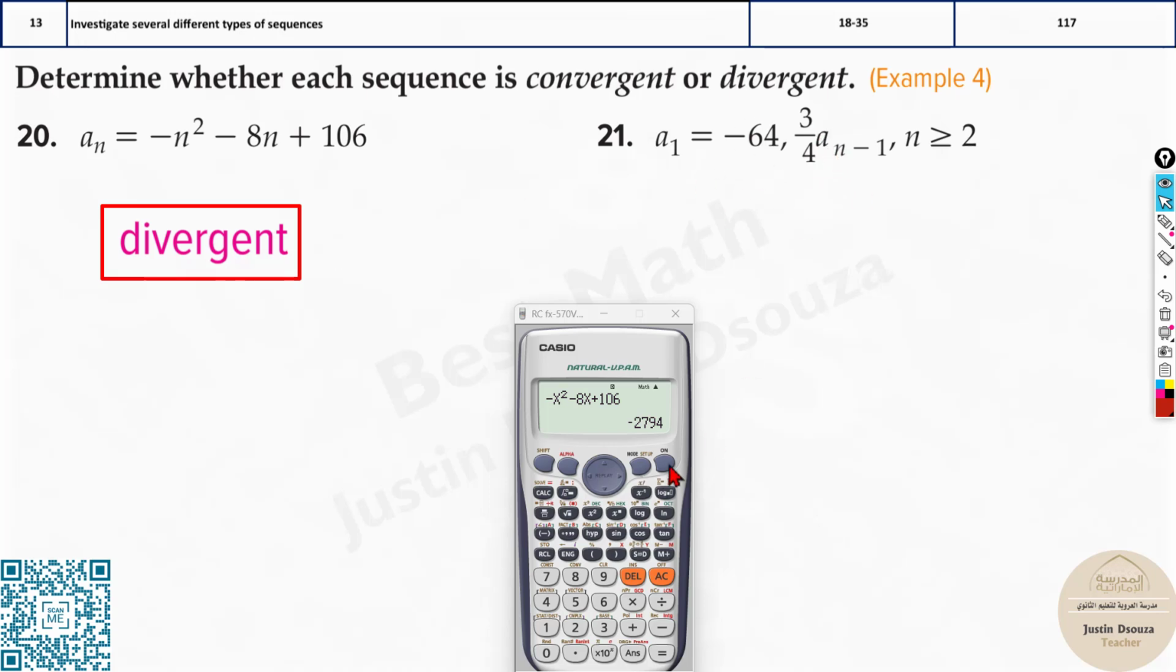Here we need to know the previous value. We can't use the calculate option. No, you have to type it out. 3/4 is 0.75 multiplied by, what is the previous term? Minus 64. So the answer here is minus 48. Now here, what happens? It's minus 48.